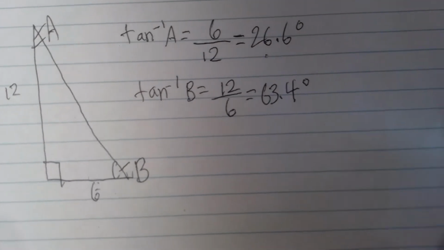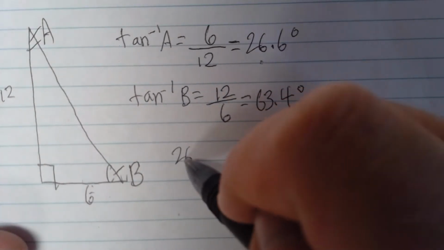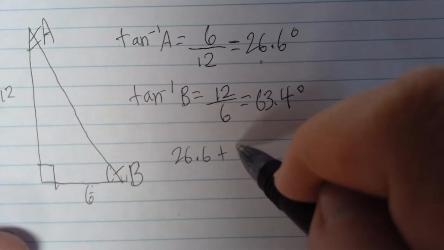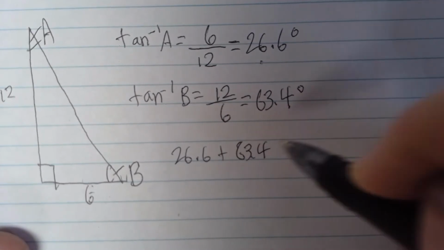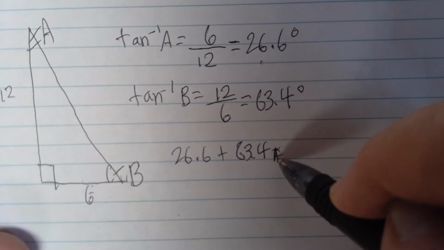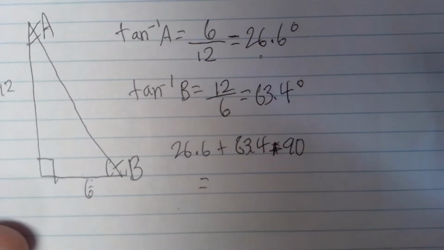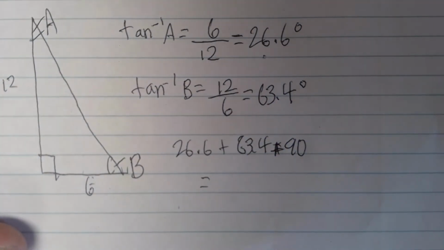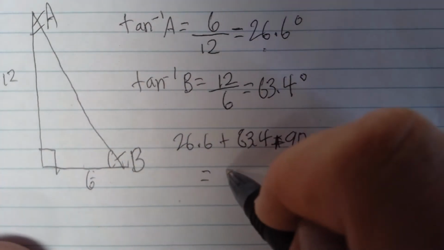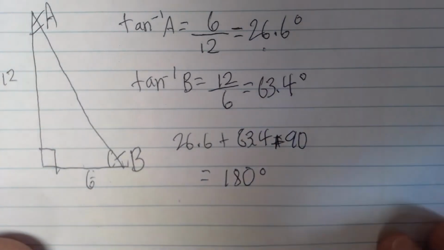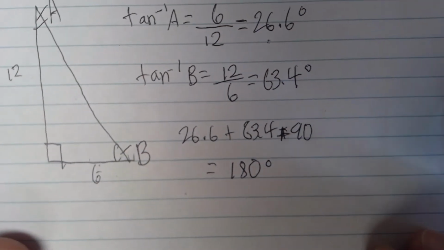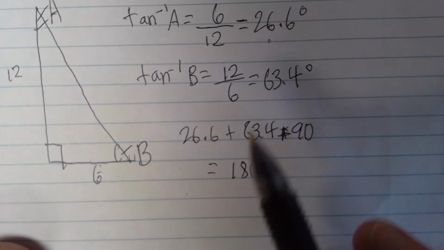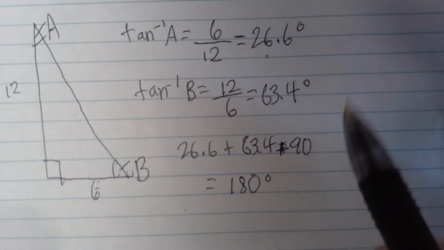Let's say you want proof that this worked, right? 26.6, add 63.4, add 90. I'm adding up three angles of this triangle based on what I found. 26.6, 63.4, add 90, 180 degrees. Checking my math here, right? Proof that these two are indeed the correct answers.